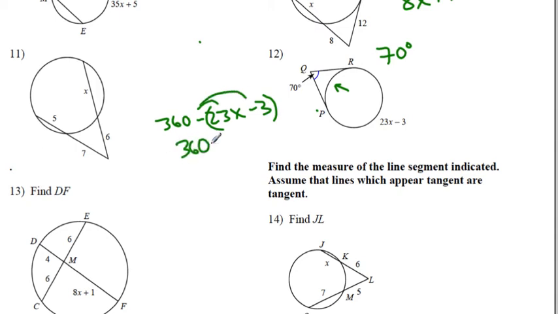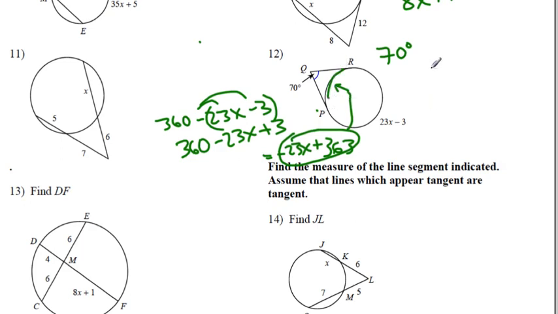360 minus 23x plus 3. All right, you good with that? Because I distributed that negative there. So we get 360 plus 3 is 363. But we have a negative 23x. Put a plus in the middle. This is what goes right there on this arc.